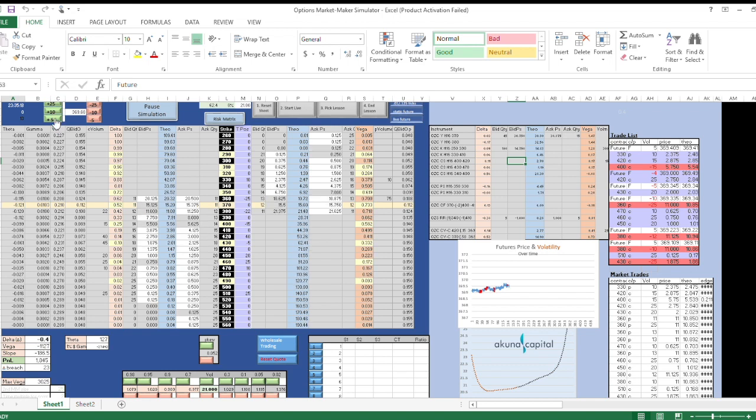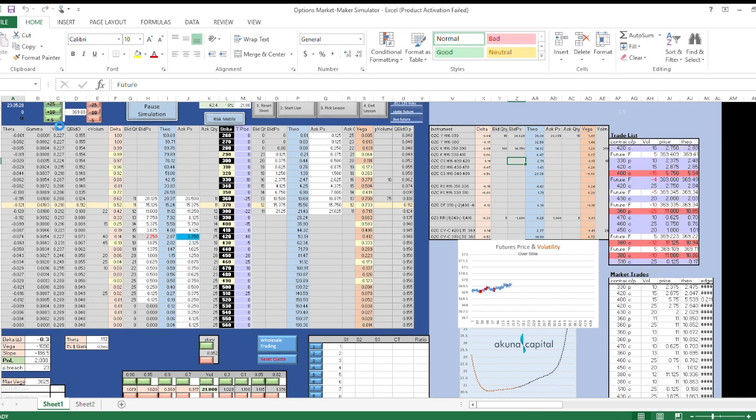We manage our deltas by purchasing or selling the underlying future and keep the other Greeks in check by adjusting the relevant parameters. I'll now hand over to my teammate Hannah, who will talk in detail about these Greek exposures.